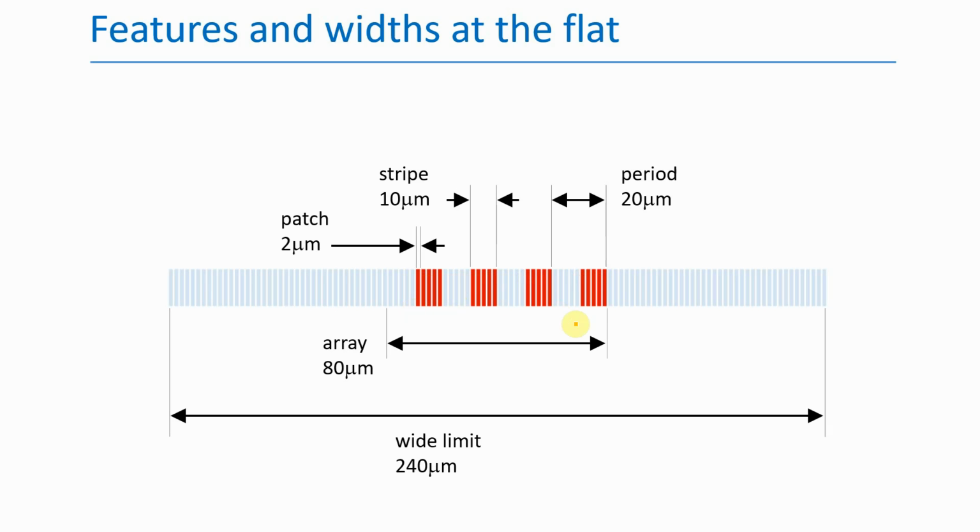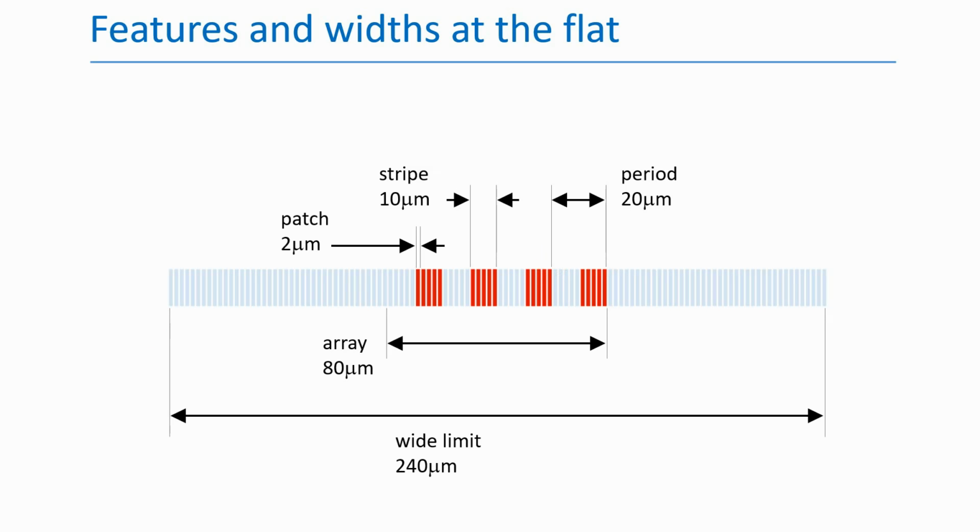The next feature is the period. This is the stripe plus the dark space adjacent to it. The period is the distance from one stripe to the next. Again, they're all evenly spaced, so it's a single parameter, which in this case is 20 microns. But you should note that it's not always 2 times the stripe. That's just this particular case.